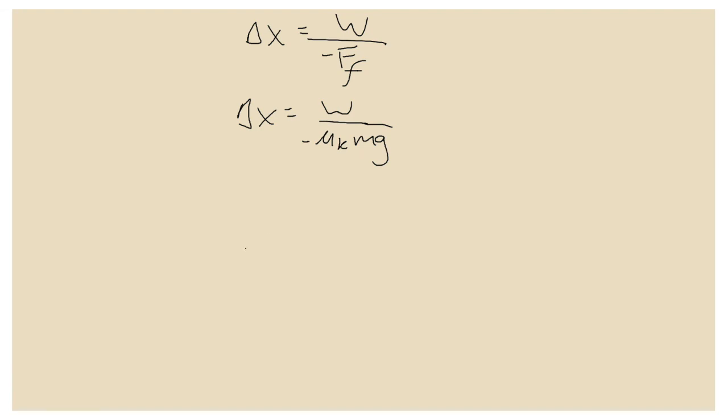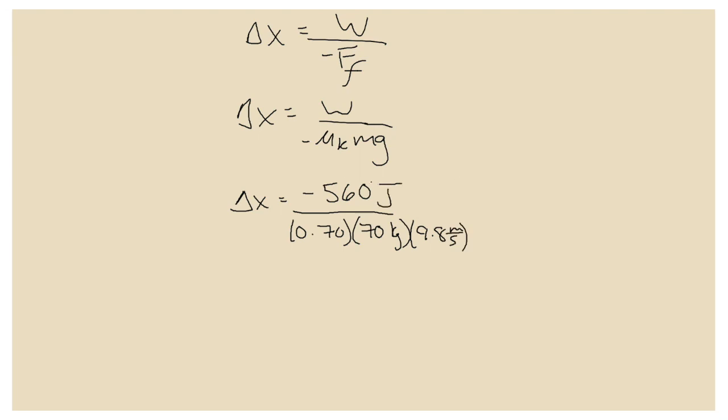And now we're in business. We have all those numbers. So delta X is going to equal W, which we found to be negative 560 joules. And then we're going to divide that by the coefficient of kinetic friction, which was 0.70, times the mass of the object, which was 70 kilograms. And then, of course, we've got to put our 9.8 in there as well. And when you do that math, of course, making sure you have all the units and making sure you don't drop any of your negative signs. Notice here now these negative signs cancel out, and that's exactly what we wanted. You get here a displacement of 1.16 meters.